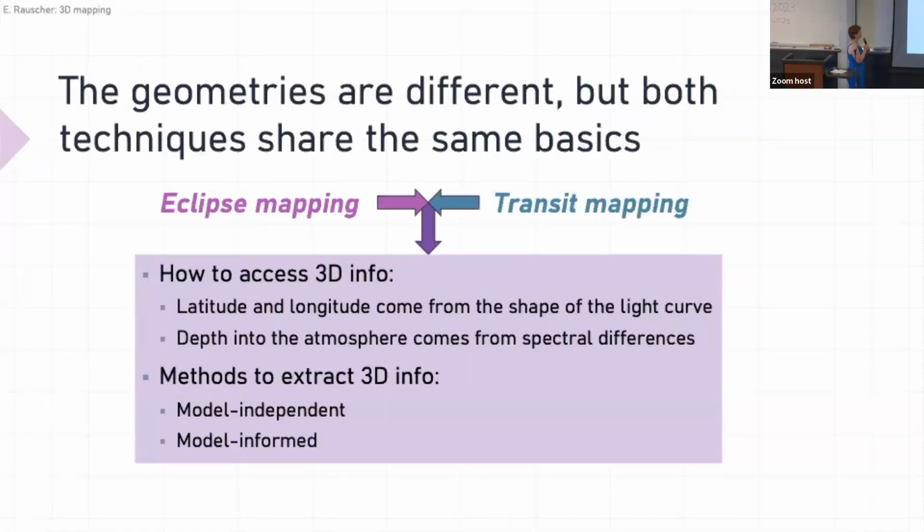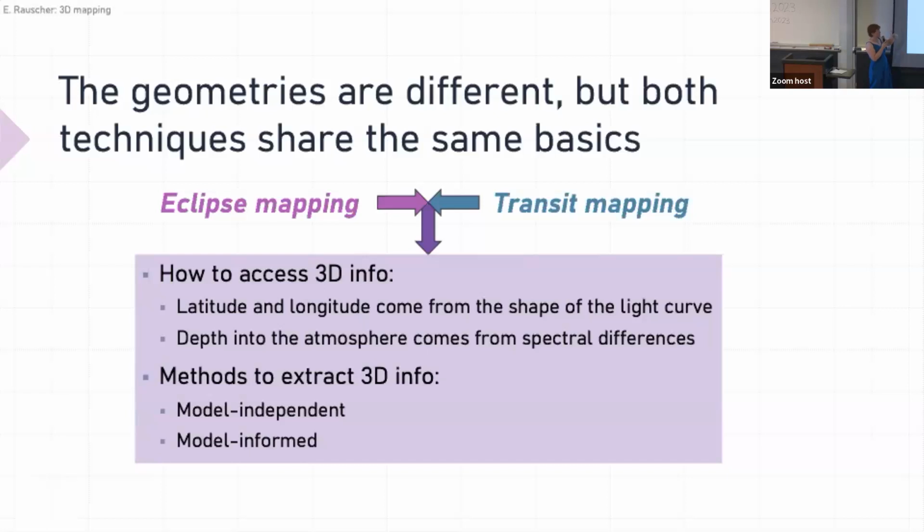It was really fun actually putting together this talk because I got to think about the ways that eclipse mapping and transit mapping have shared commonalities. Of course, there are differences. In eclipse mapping, we're measuring the day-side structure of the planet. In transit, we're measuring the region around the terminator, the day-night divider. But in both techniques, we're getting 3D information from measuring how light changes with time, the light curve, and doing this spectrally at different wavelengths.